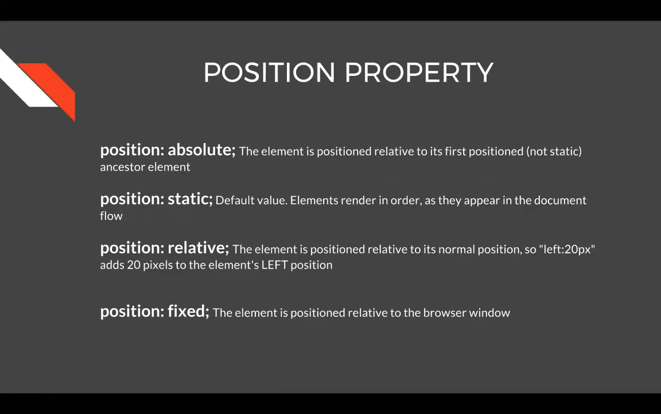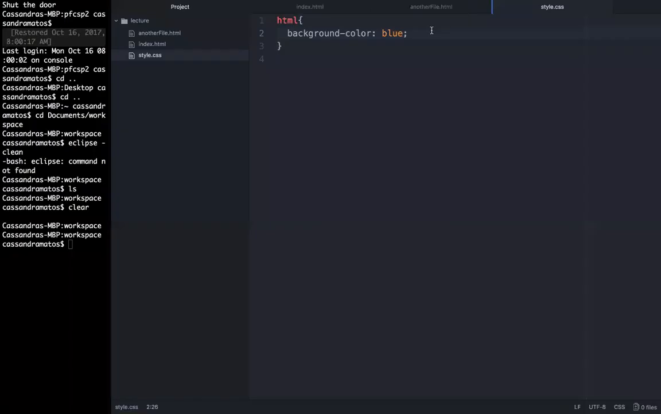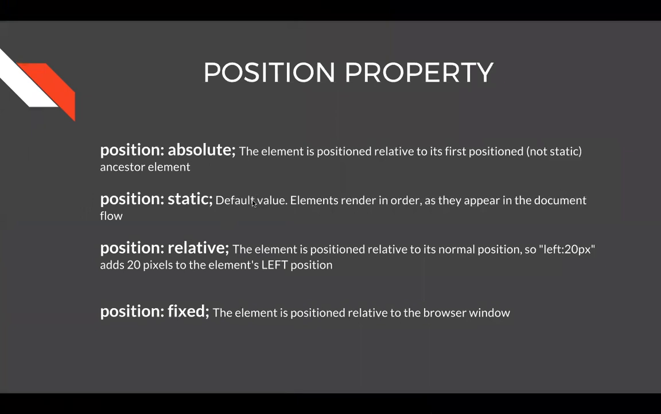Another property we'll talk about is the position property. The position has also 4 values: absolute, static, relative, and fixed. Static is the default value. So if I didn't put a position property in here at all, when I left it blank like I did now, it would default to static. So that's how it's automatically rendered. Absolute, the element is positioned relative to its first position that is not static. Relative, the element is positioned relative to its normal position. So if I put left 20 pixels, it adds 20 pixels left to the position.